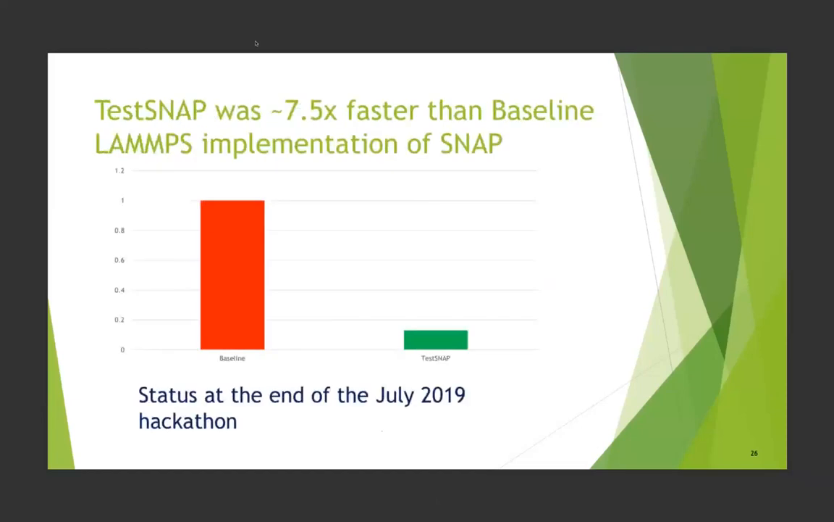So the EXAALT snap application got selected for the next round of the hackathons that happened in July in Oakland, and by that time, the test snap was already 7.5 times faster than the original baseline implementation. At this hackathon, the idea was to get the baseline lamps to perform similar to the test snap performance. And at this point, I'll give the talking back to Stan, unless somebody has any questions.